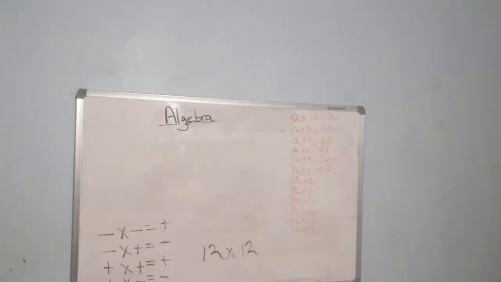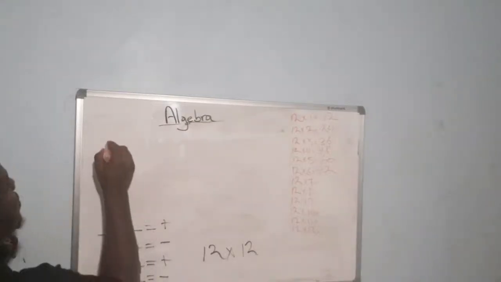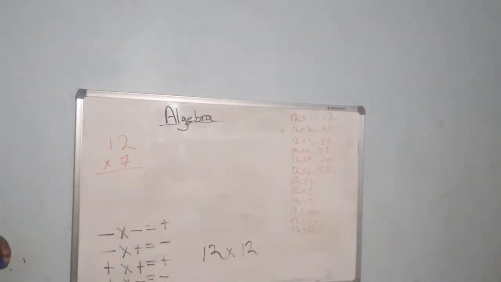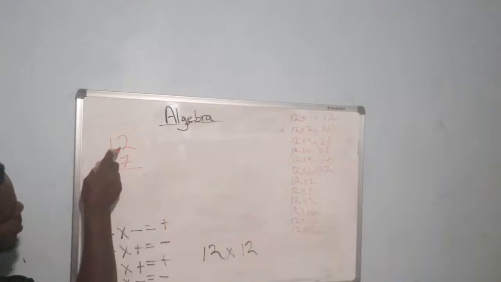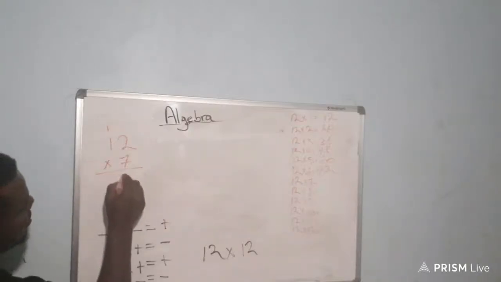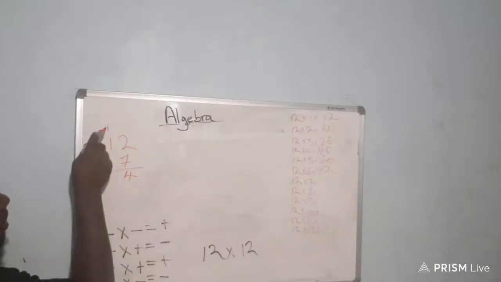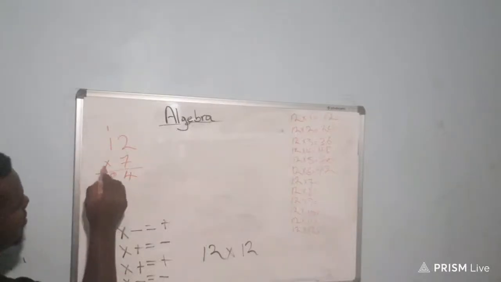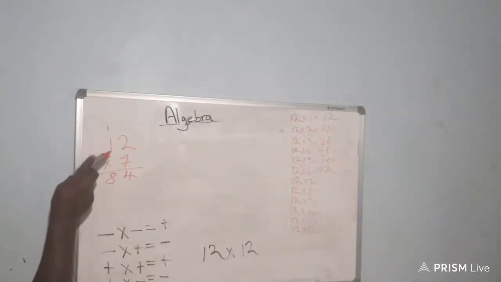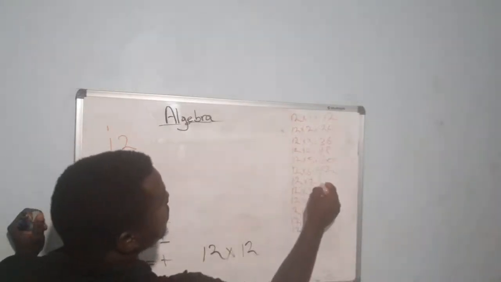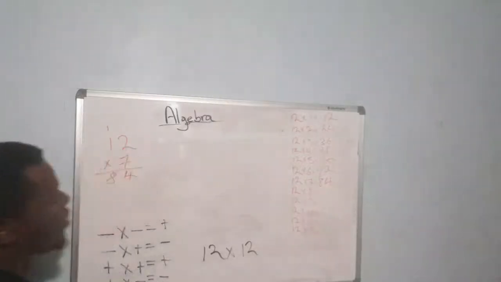Alright, so now we're going 12 times 7. 12 times 7. So 7 times 2 is 14. And 7 times 1 plus another 1 is 8. 7 times 1 is 7 plus another 1 is 8. So 7 times 12 is 84.